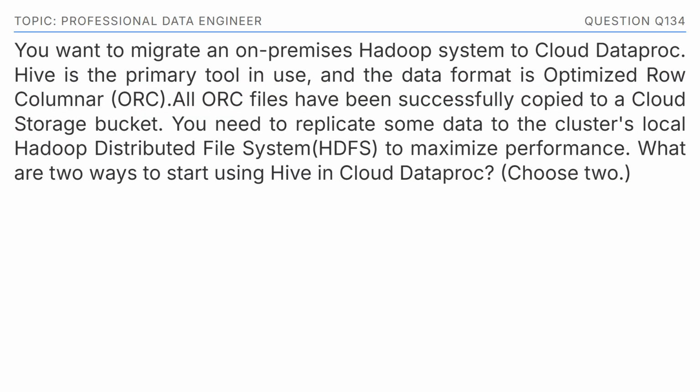You want to migrate an on-premises Hadoop system to Cloud Dataproc. Hive is the primary tool in use, and the data format is optimized row columnar, ORC. All ORC files have been successfully copied to a Cloud Storage bucket. You need to replicate some data to the cluster's local Hadoop Distributed File System, HDFS, to maximize performance. What are 2 ways to start using Hive in Cloud Dataproc? Choose 2.